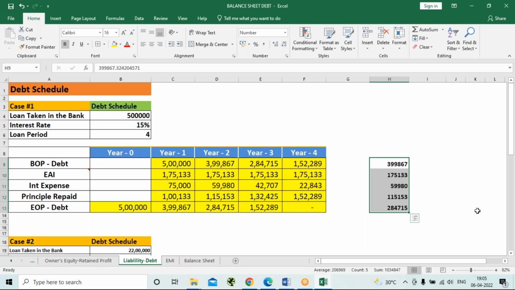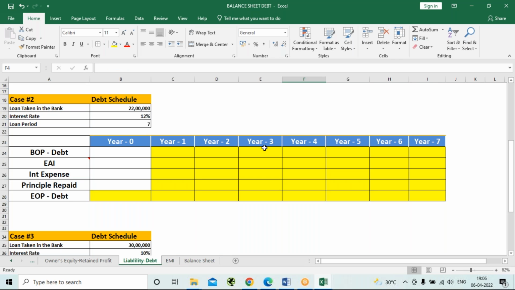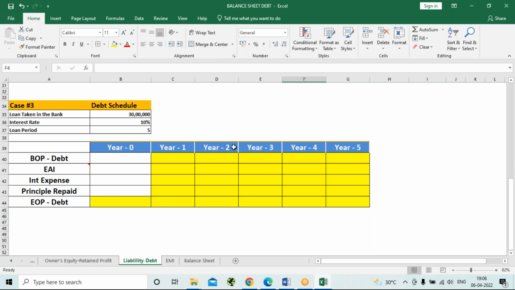So that means if you are very clear in the year 1 calculation, then till the end of the total period of tenure that you have taken, if you drag it, at the end of that period it is going to be zero balance. So the ending period debt value will be zero. If you have understood, can you try this with the case number 2 value? Let me give it for 5 years so that it will be easy for you to do it.